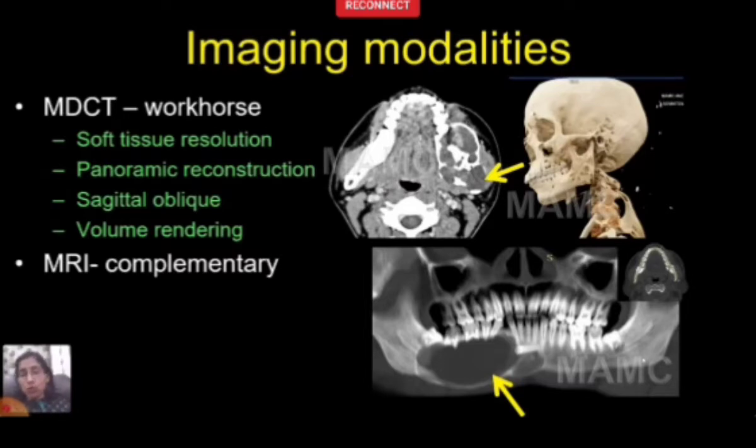And how do we score over CBCT? Because we can administer contrast and evaluate for enhancement, evaluate soft tissues, which is not possible with a CBCT. In addition, MDCT can give us this beautiful panoramic reconstruction. So I'm sure you have faced these dilemmas while you're practicing, that when the patient comes to you, he forgets to get his OPG along with him.